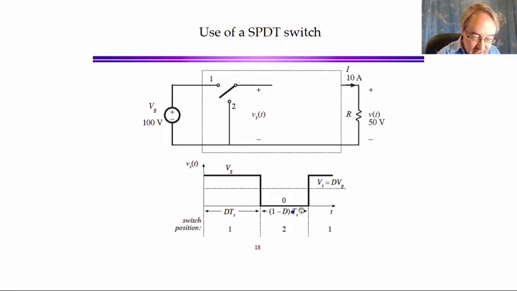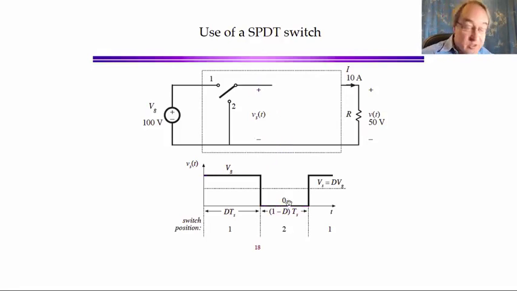We switch it quickly between positions 1 and 2 so that the voltage coming out of the switch network, from here to here, vs(t), has this waveform. So when the switch is in position 1, the voltage vs is equal to the input voltage Vg of 100 volts. And when the switch is in position 2, the output voltage is 0. And we will operate the switch so half of the time it's in position 1, the other half it's in position 2.